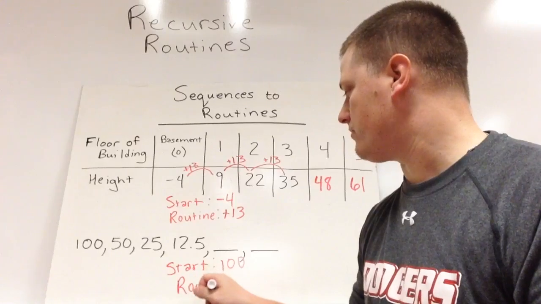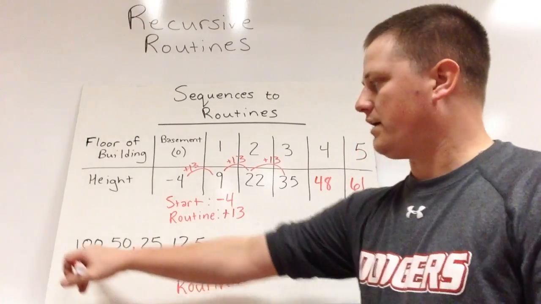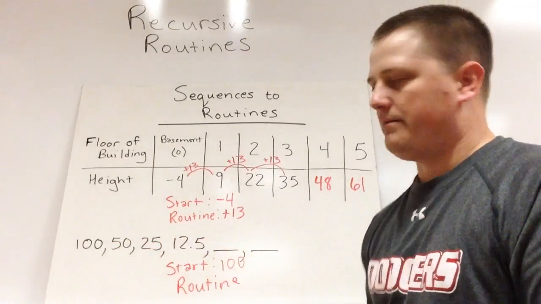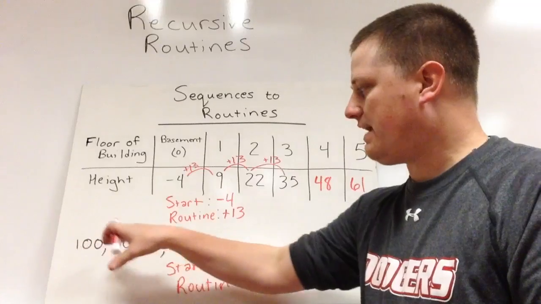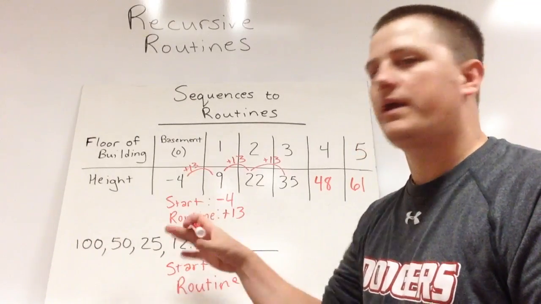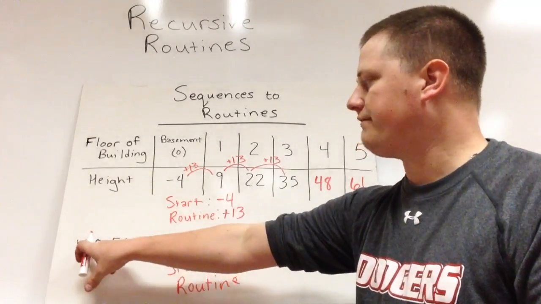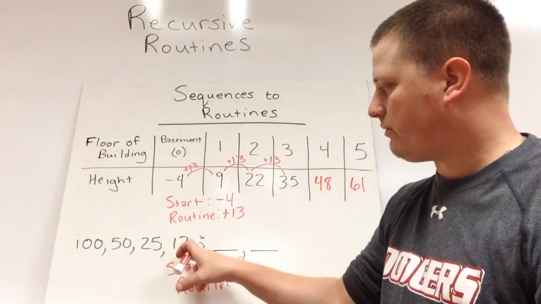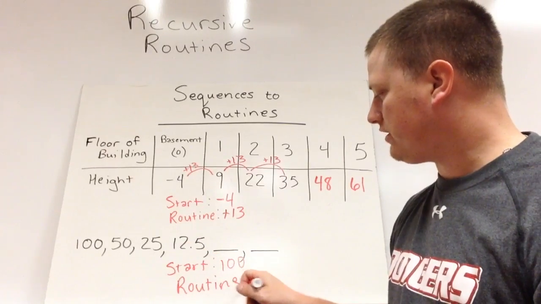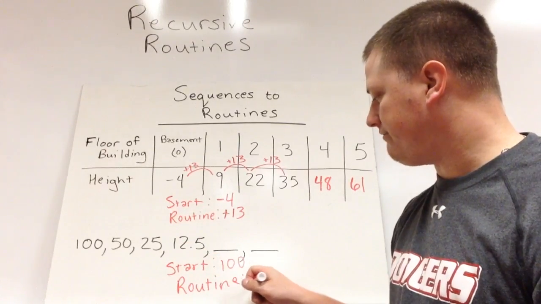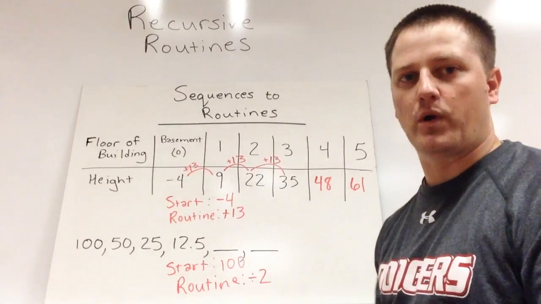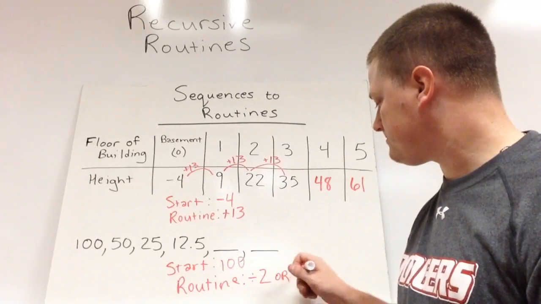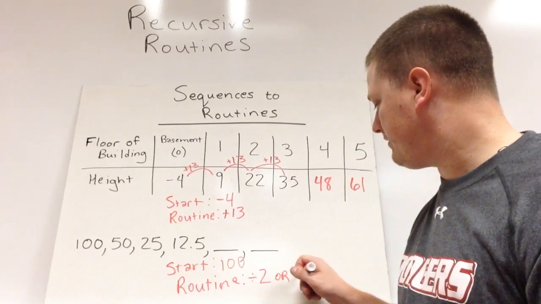So we need to look for our routine. We go from 100 to 50, 50 to 25, 25 to 12.5. Well, it's not consistent subtraction, so we can look at some division. 100 divided by 2 is 50, 50 divided by 2 is 25, 25 divided by 2 is 12.5. So it looks like our routine is to divide by 2, or cut things in half. Another option would be multiplying by 1/2.